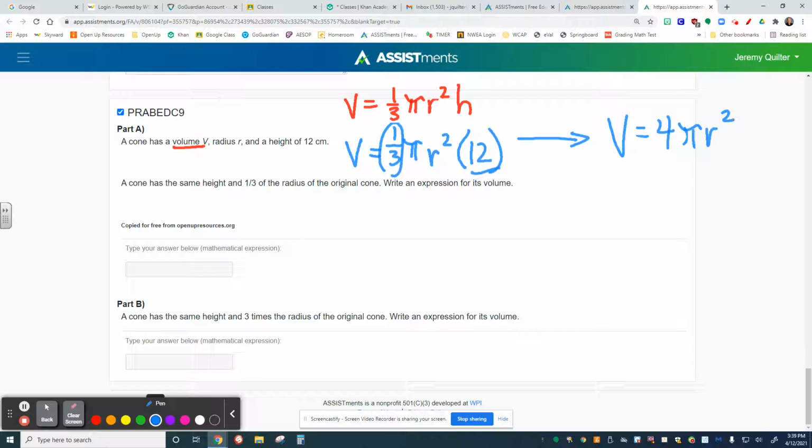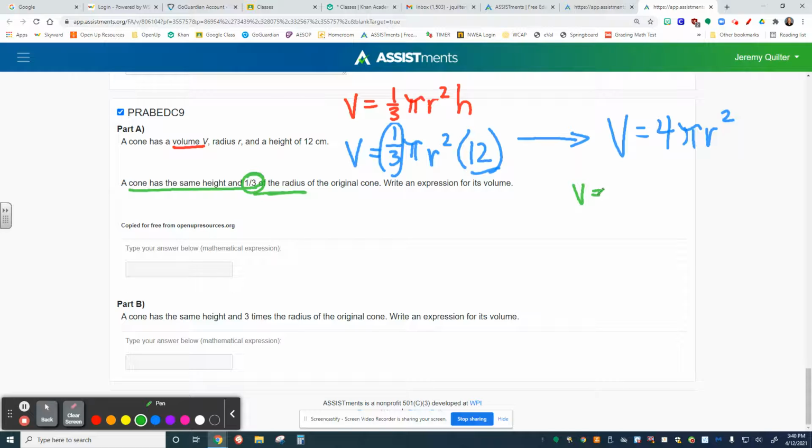Now, what we're doing with this next part is it says that we're going to take a cone that has the same height and 1/3 of the radius. So the only thing that's changing here, the thing that's going to change the volume, is we're going to take 1/3 of the radius. So at this point, we know the total volume for this cone, the only difference is the radius.